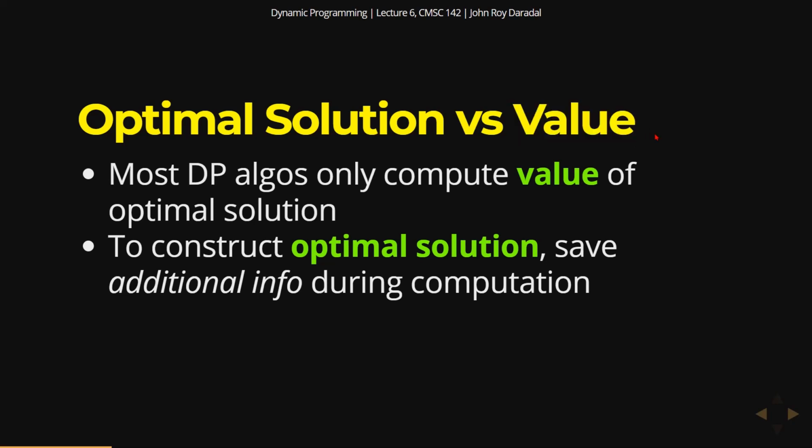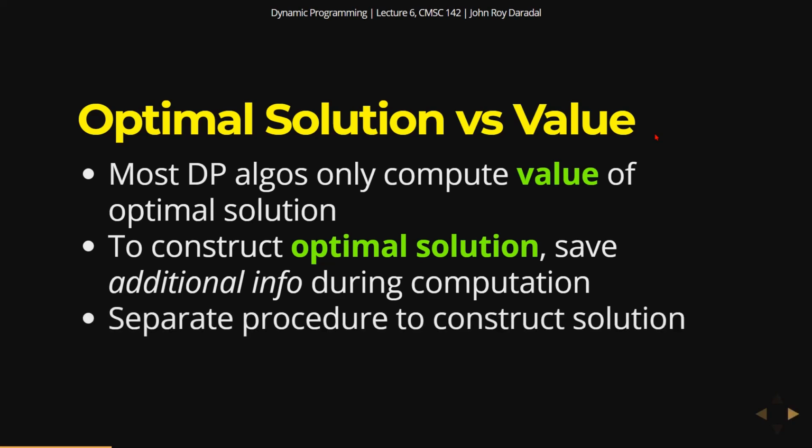So we'll see this later on when we create an additional table for the backtrace so that we can create the optimal solution. We will actually have another separate procedure to construct the actual solution, because dynamic programming will only focus on computing the value of the optimal solution, so the length, or the metric itself. So just watch out for that, because when we build our dynamic programming tables, we will be mostly dealing with numbers. So we have to save additional information to actually create the optimal solution.